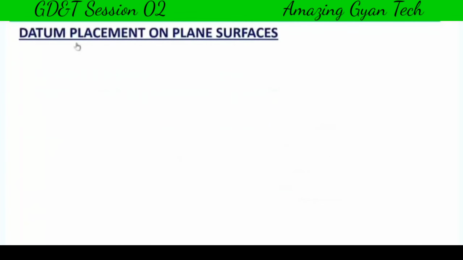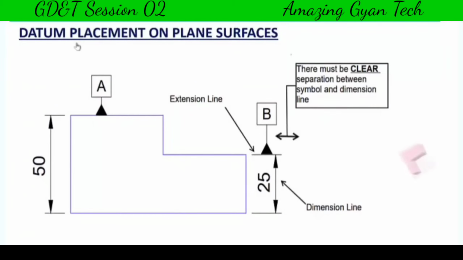Datum placement on plane surfaces. If we need to create datum symbols on a feature like a cube or a rectangular surface where you need to keep the datum symbols, in this case you can place the datum symbol directly on the surface. So datum A is directly placed on the surface.